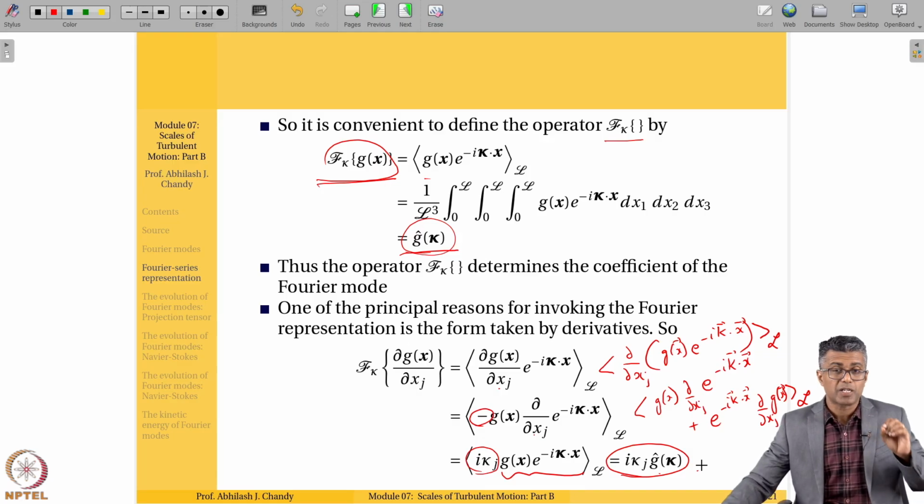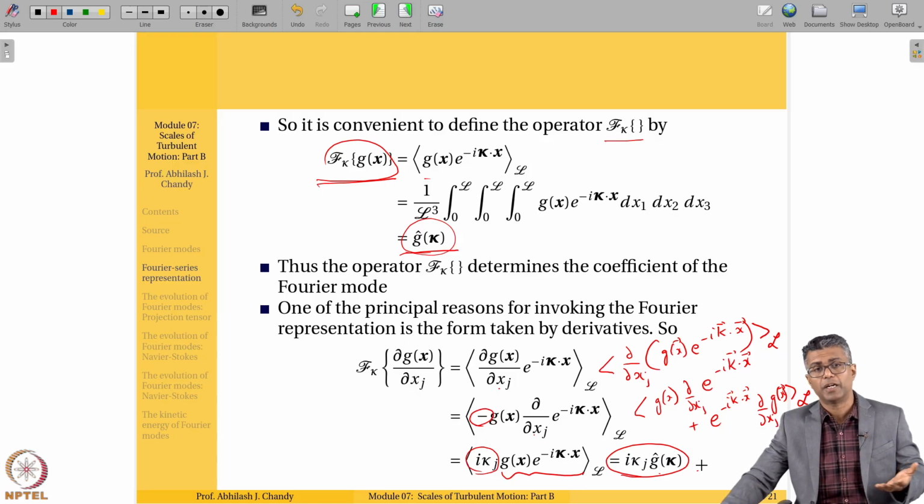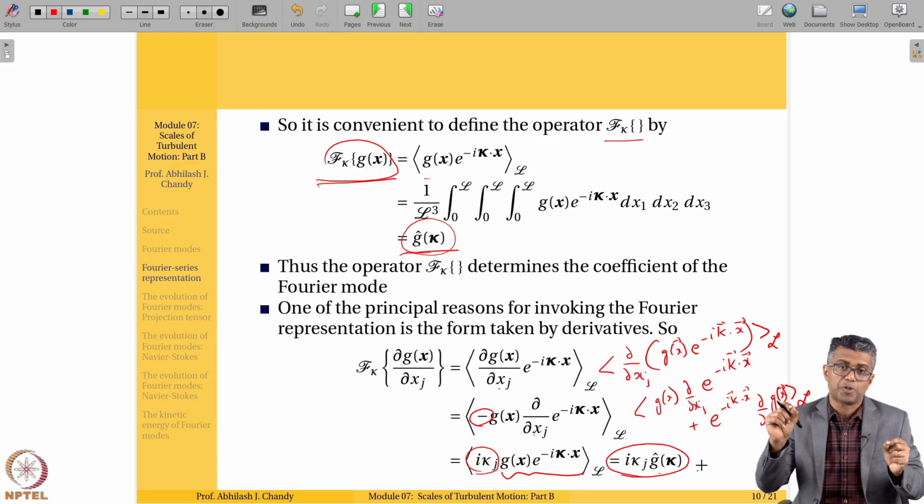So this is the biggest benefit of using Fourier transforms. All derivatives have now been converted to some kind of an analytical function. This is how the truncation errors go to 0, because you don't have any derivatives. You don't need to calculate differences between 2 points.